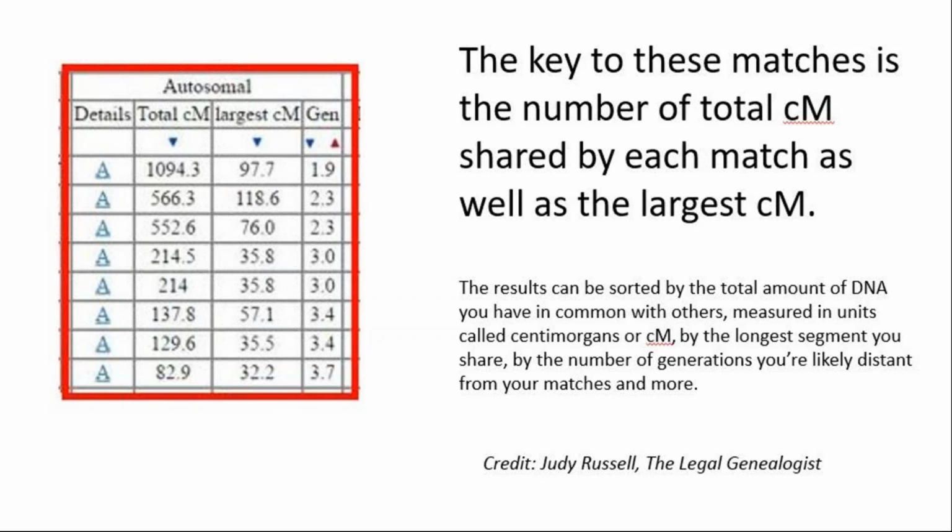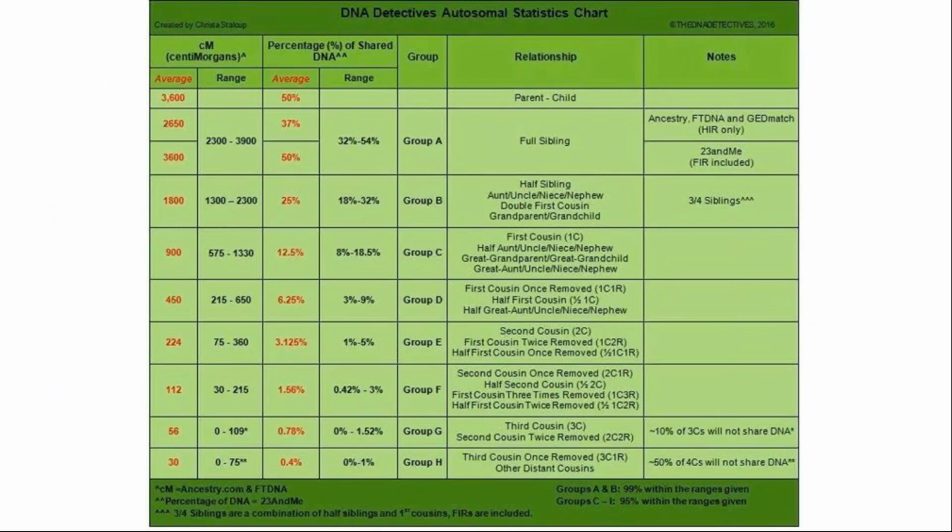Judy Russell, the Legal Genealogist, says that the results can be sorted by the total amount of DNA you have in common with others, measured in units called centimorgans. The abbreviation is small c, large M, not to be confused with centimeters, by the longest segment you share, and by the number of generations you're likely distant from your matches and more. Of course, when you look at the generations, you're going to be most interested in the ones that are listed as closest to you.